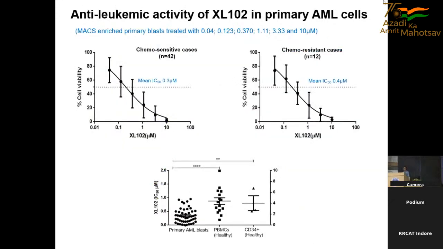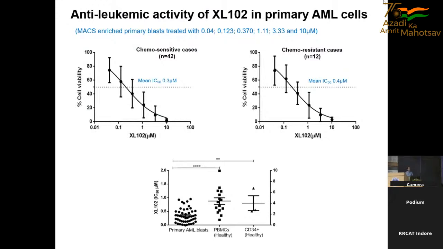Then, because the cell line data from the sensitive and resistant cells was very promising, we collected patient samples directly from the patients. We isolated and enriched the blasts from 42 chemosensitive cases and 12 chemo-resistant cases. We treated these blasts isolated from the patients with 6 different concentrations, like we did for the cell lines. What we found was that the mean IC50 derived from the 42 cases was 0.3 micromolar. In the chemo-resistant cases, it was 0.4, very narrow. I mean, there was no difference, I would say.